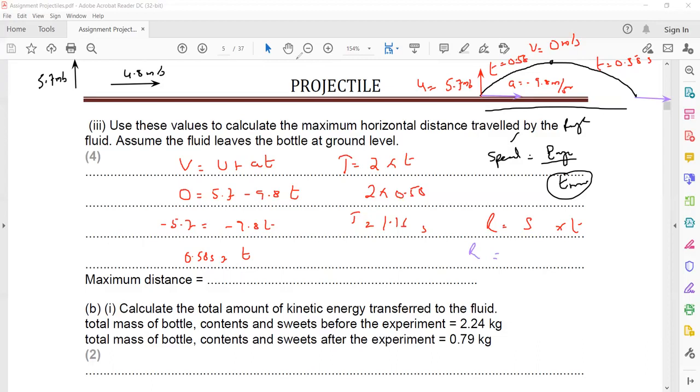The horizontal component we already calculated in the previous part, which was 4.8, and the time is 1.16. This t is the total time, not the time to reach the maximum height. This is the total time. So 4.8 multiplied by 1.16 will give us 5.6 meters. So the maximum range of this projectile will be 5.6 meters. Is this part clear?